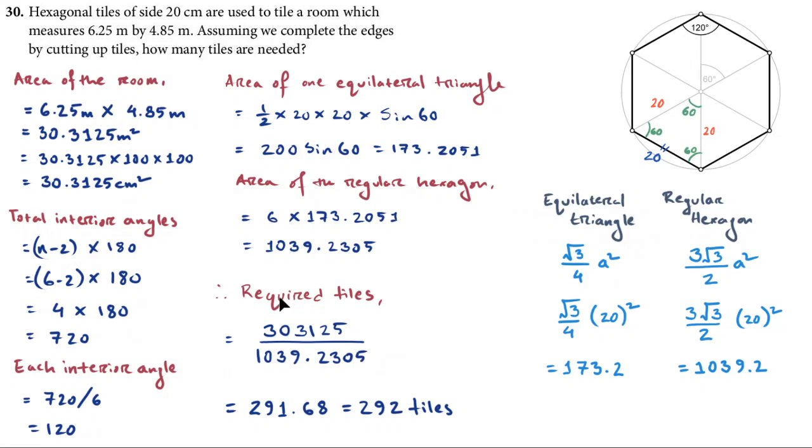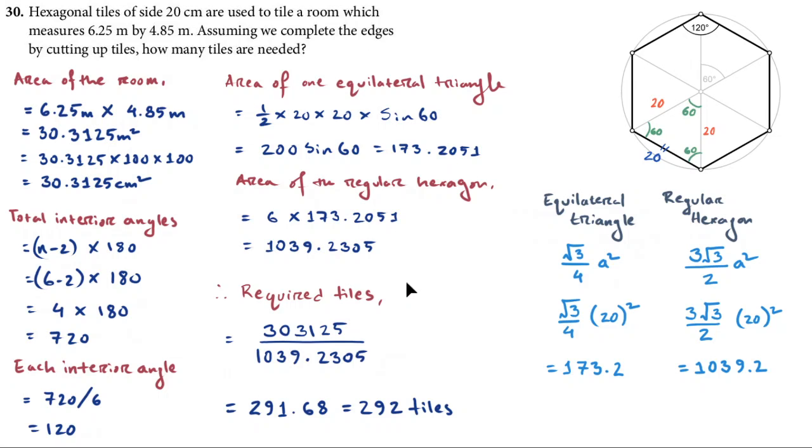Now we need to find out the required number of tiles needed to tile this room. Previously we found the area for the room. Now we found the area for one hexagonal tile. So if we divide the area of the room by the area of one tile, then we can find out how many tiles are required. So we got 292 tiles, which is required to tile this room.